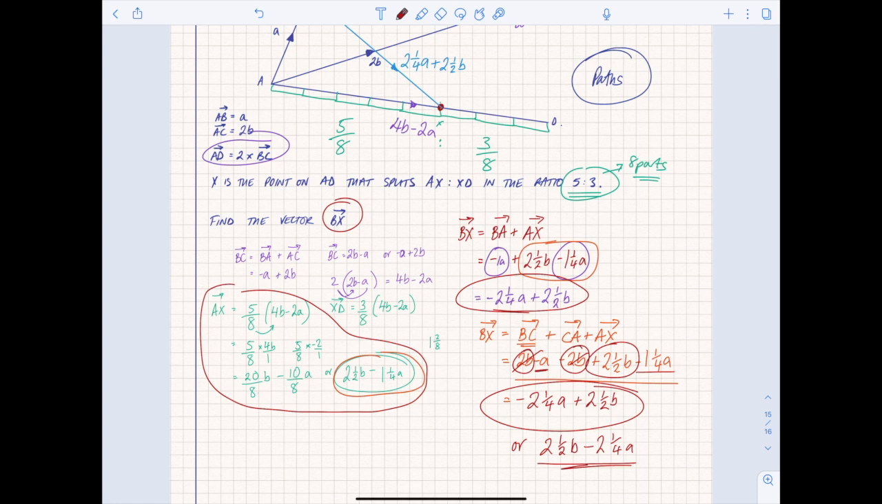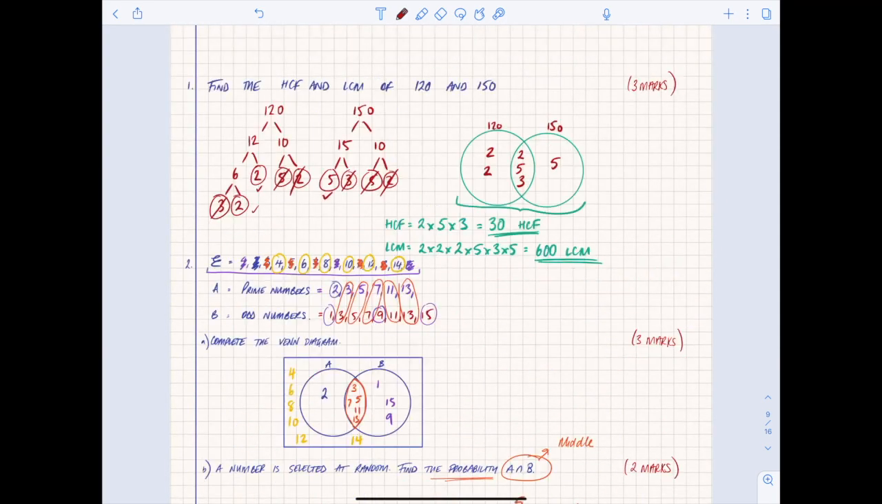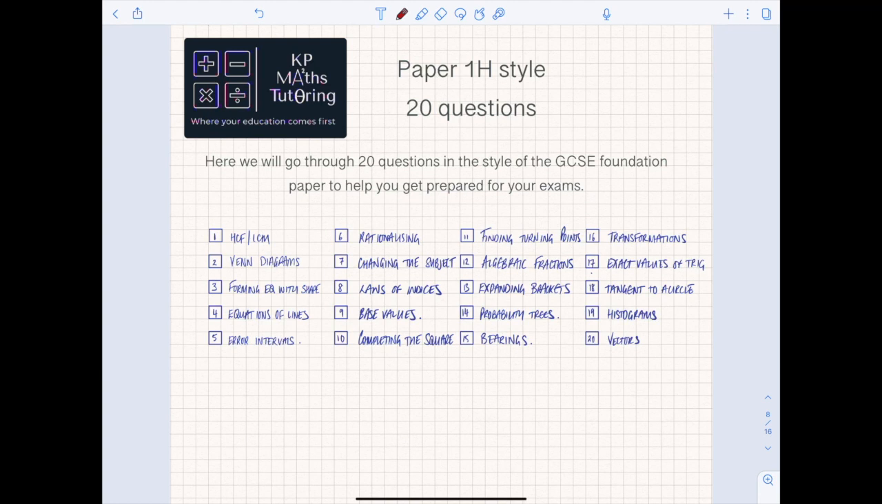Okay. Obviously, vector questions can become a little bit more complicated. They might ask you to find a particular part or prove that lines are collinear or parallel. So it might be worth doing some more research into vector questions, but these are the basics that you need to get your head around and understand. Okay, right, so we've gone through 20 different topics there. These are the things we've gone through.